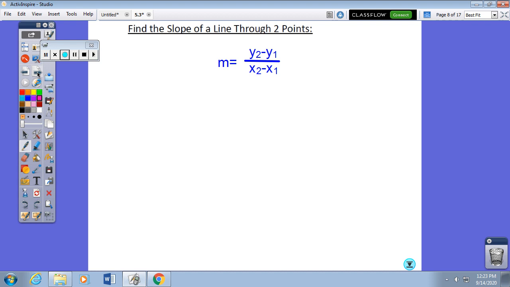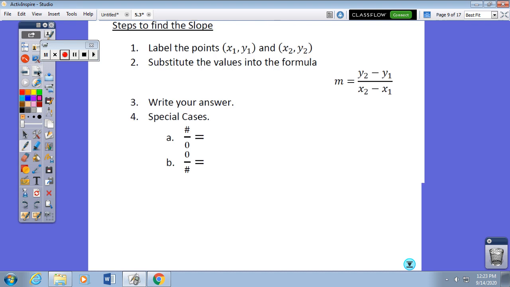Now we're going to look at finding the slope of the line through 2 points. So here's your formula. Write it down. Find the slope of the line through 2 points. Okay? We're going to label the points x1, y1, x2, y2. Then we're going to substitute the values into the formula. Use the formula. We're going to write our answer then.